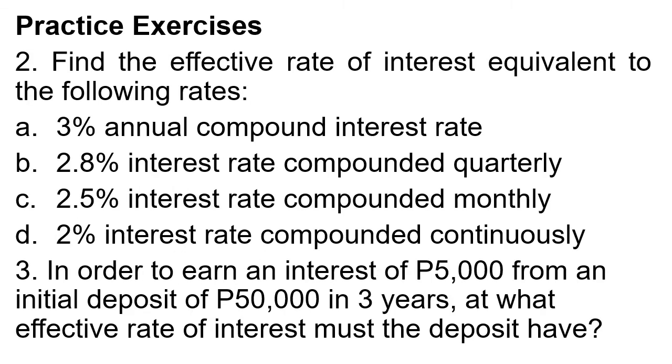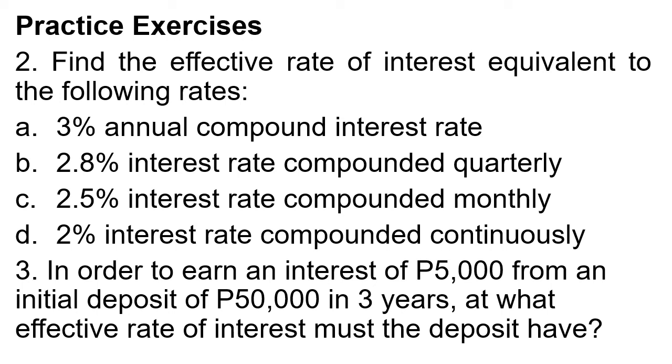Number 2. Find the effective rate of interest equivalent to the following rates. A, 3% annual compound interest rate. B, 2.8% interest rate compounded quarterly. C, 2.5% interest rate compounded monthly. D, 2% interest rate compounded continuously.